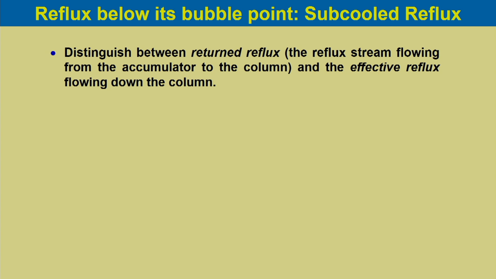So, distinguish between the return reflux, the reflux stream flowing from the accumulator to the column, and the effective reflux flowing down the column. If you think about the distillation column, the vapor coming from the top tray, named tray 1, goes to the condenser. It condenses the vapor into liquid form. If it is a total condenser, it will condense all the vapor to liquid, and if it is cooled further below its bubble point, that will be called subcooled liquid.